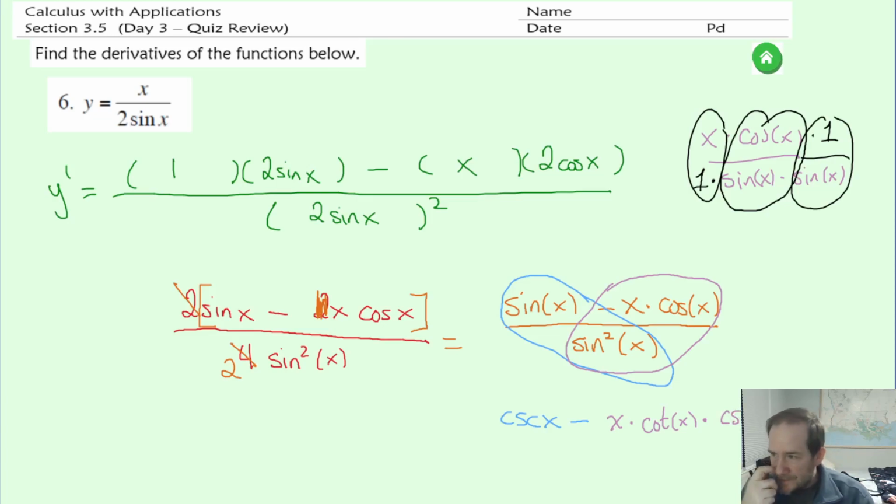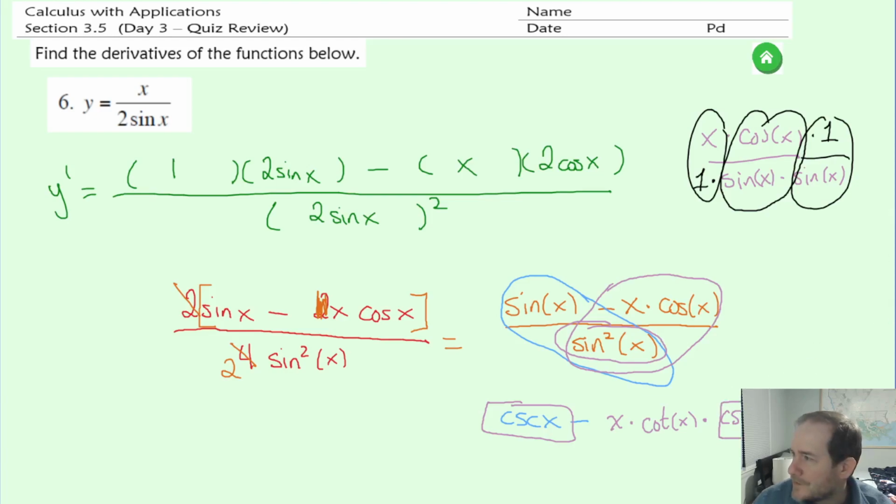And so, like it or not, that's definitely the better answer because we did want to try to avoid trig functions in our denominator. So this could be rewritten, and by now it should be jumping out at you that we also have this common factor of cosecant. So we'll pull that guy out, get a final answer of cosecant of x times 1 minus x cotan x.